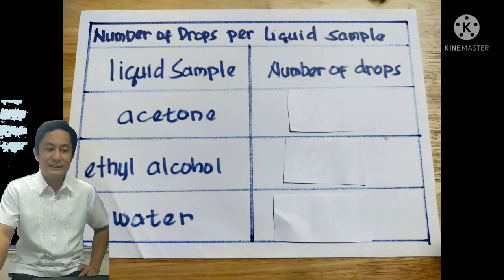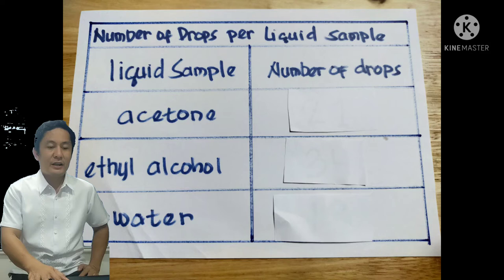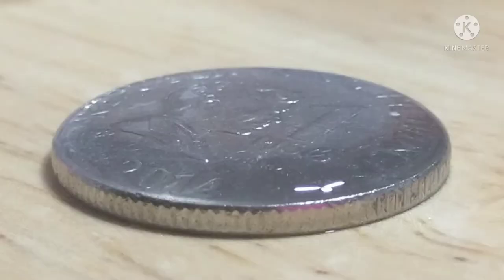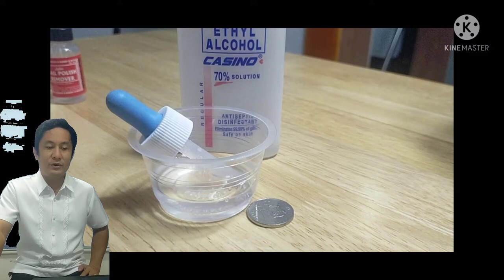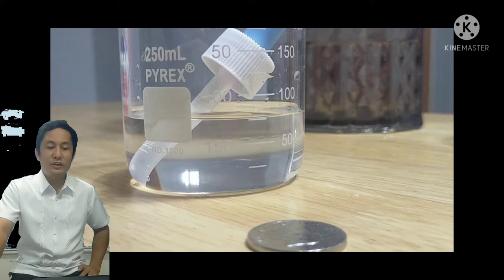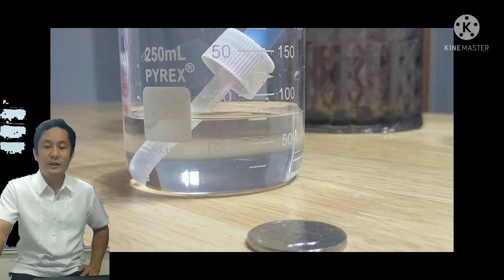Number 3, record the number of drops in table number 1. Number 4, dry the coin using a piece of tissue. Repeat steps number 1 to number 3 using the ethyl alcohol. Number 5, dry again the coin using a piece of tissue paper and repeat steps 1 to 3 using the water.